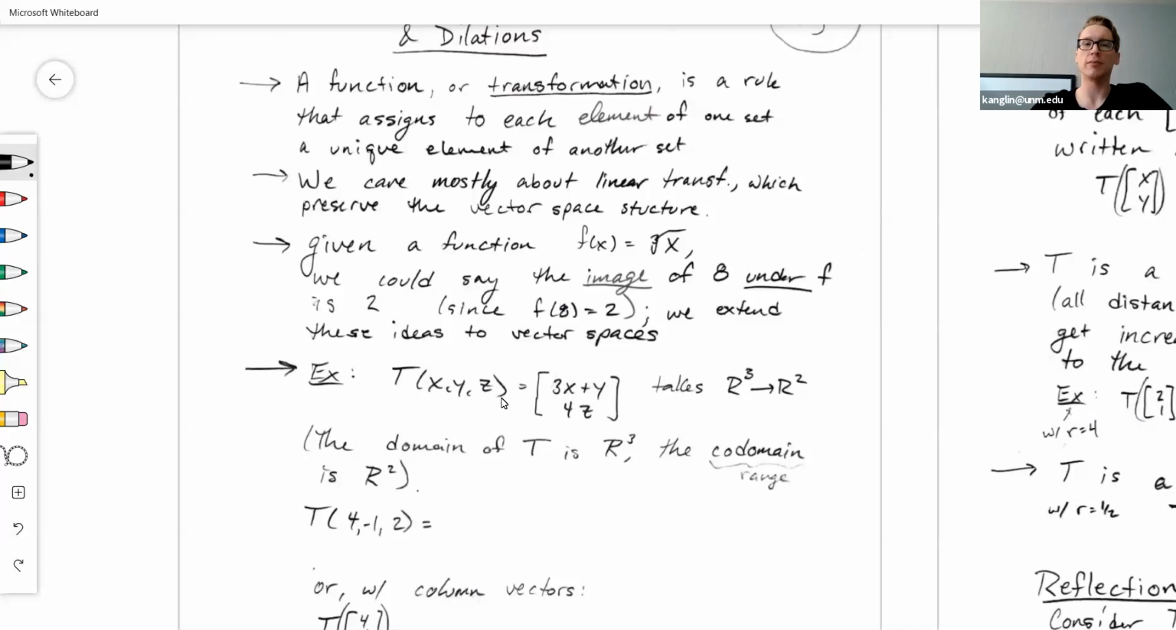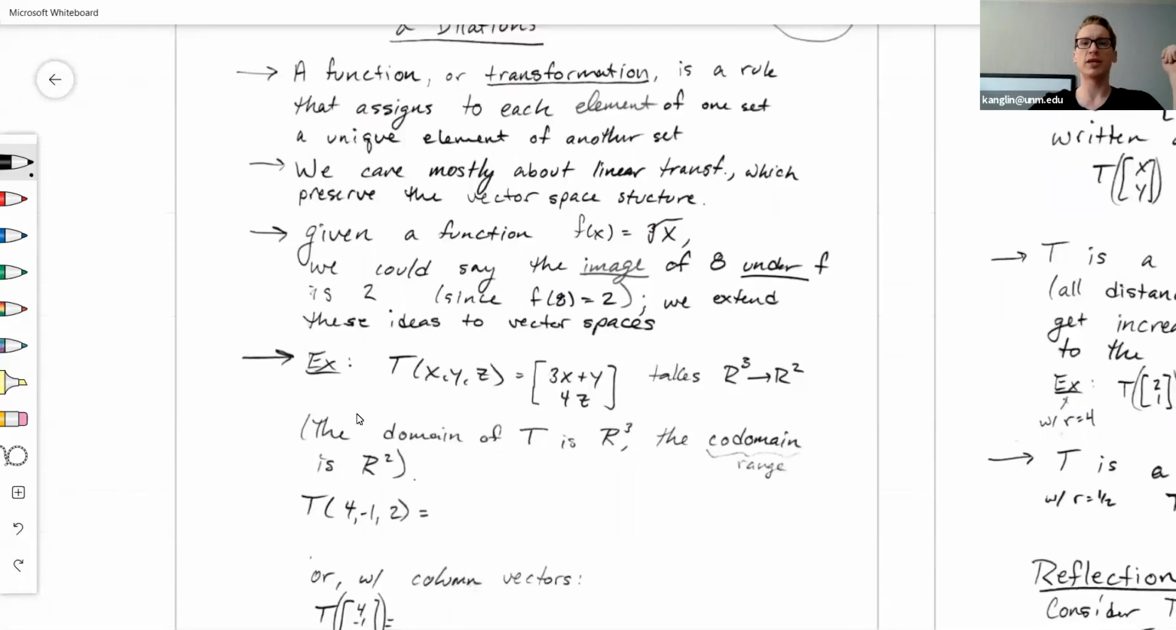Now you're noticing here that I'm using a row as the input for this transformation T, and I'm using a column for the output. As it turns out, we have some flexibility here. We'll play with that idea more. But for now, just know that it really doesn't matter how I write the input here, the x, y, z on the left side. I could write that as a column or a row, and we'll have the same meaning for this transformation.